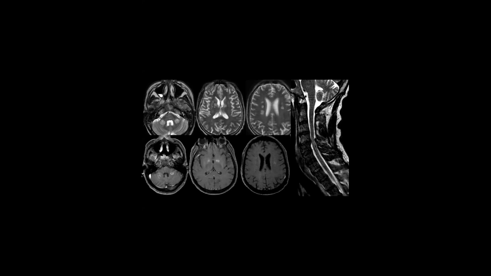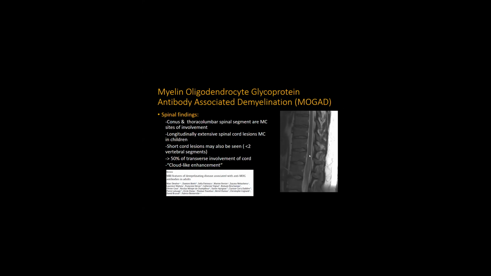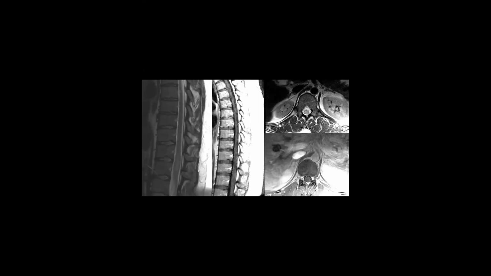And then finally coming to the spine findings, classically the most common thing that you see with MOG is the involvement of the conus medullaris. So it usually involves the lower portion of the cord. You do see longitudinally extensive lesions too. They're more common in children, but you can also see short segment involvement, usually more in adults. So I'll show you an example. This is a patient I saw with optic neuritis. This patient has a short segment lesion in the conus medullaris.